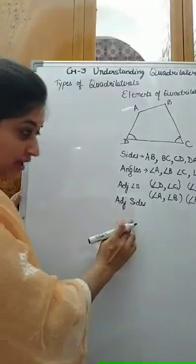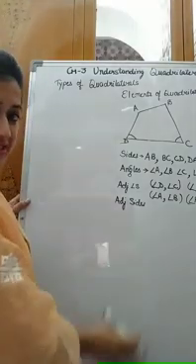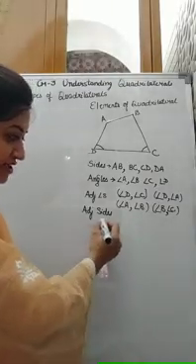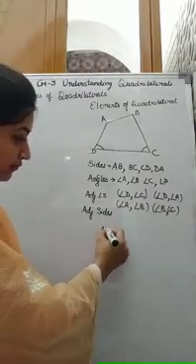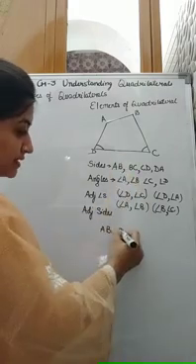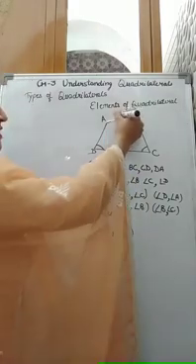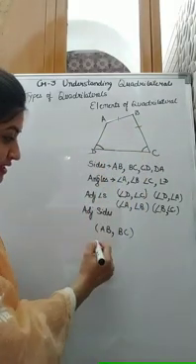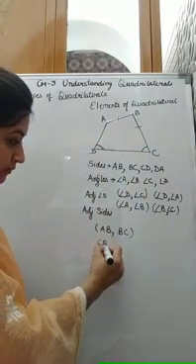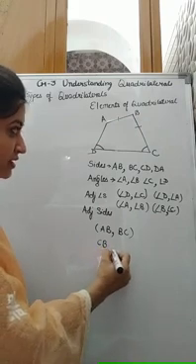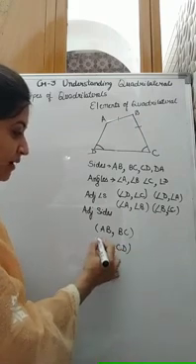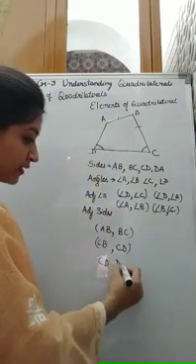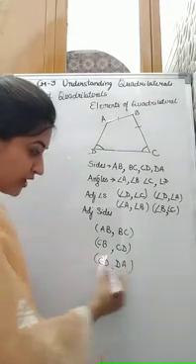Now next is the pair of adjacent sides. Next is adjacent sides AB and BC. This is your first pair of adjacent sides. Next is BC and CD. BC or CB you can write. CD, this is your second pair. CD and DA. How are we writing this?